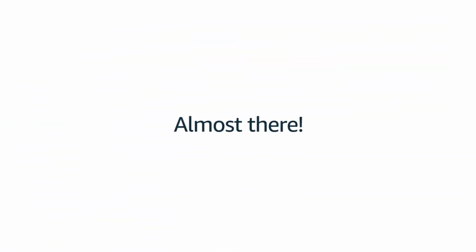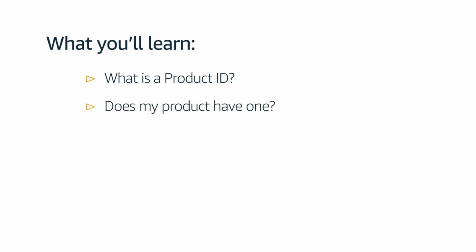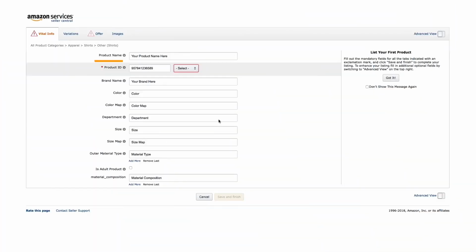Almost there. We are going to cover one last step you need to take before creating your actual product listing. By the end of this video, you will understand what a product ID is, whether your product has one, and, if not, how to obtain one. For most product categories, sellers are required to use an industry-standard product identifier, known as a product ID, when creating new pages in the Amazon catalog.